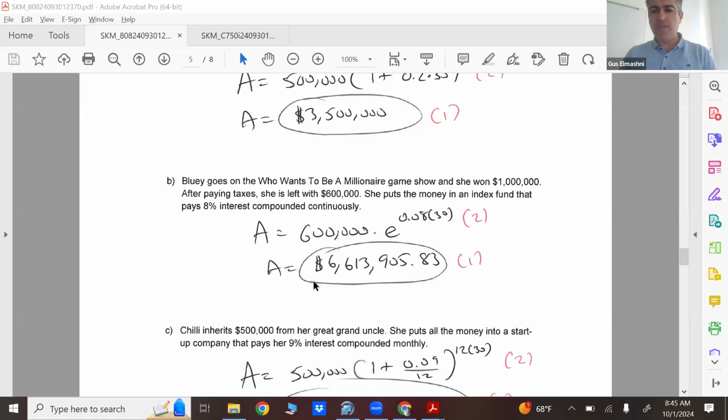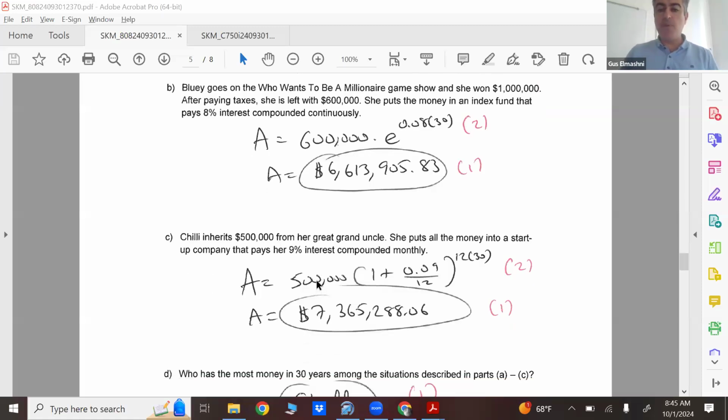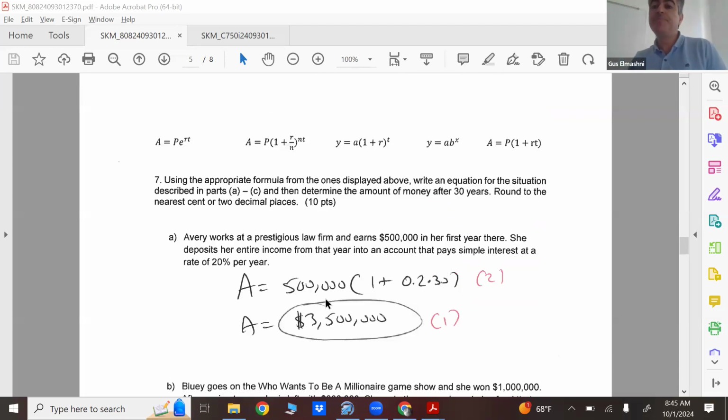Here for this one, that's continuously, use that formula there. Part C, if you do it monthly, you got to put 12. Sadie, go ahead. The one on the far right. Yeah, because that's one for simple interest. It's like a linear function.